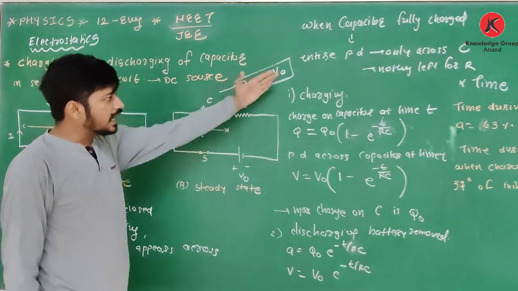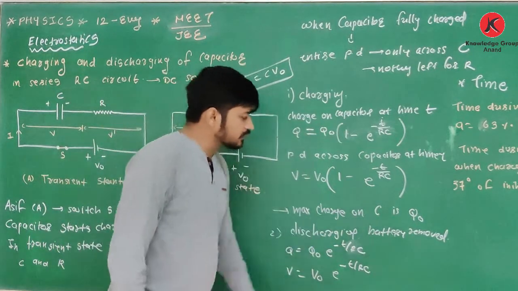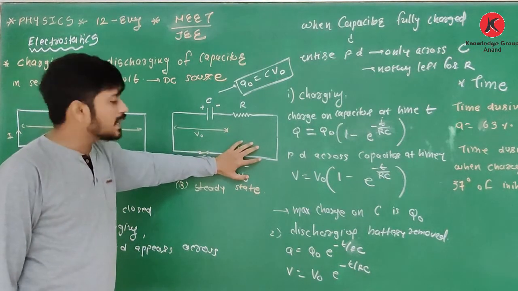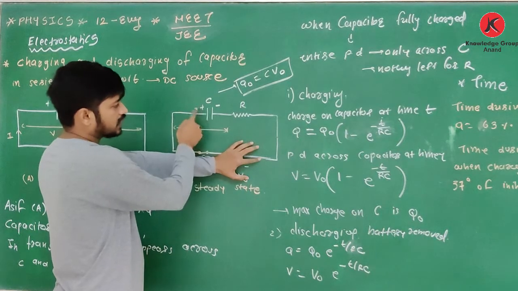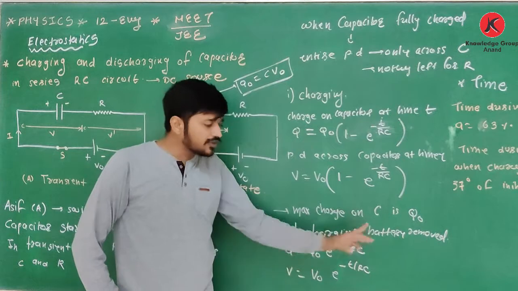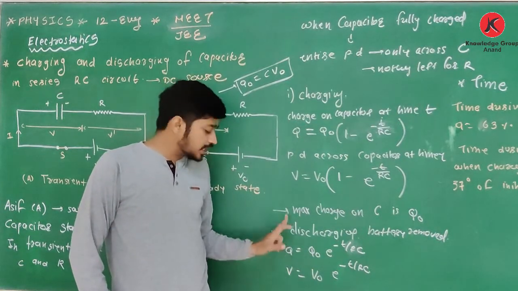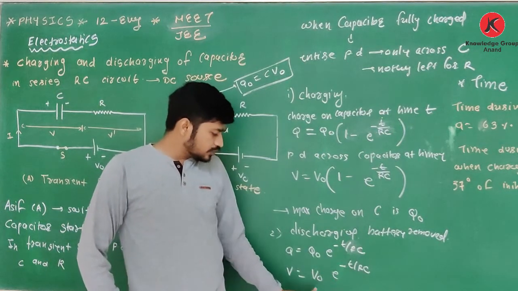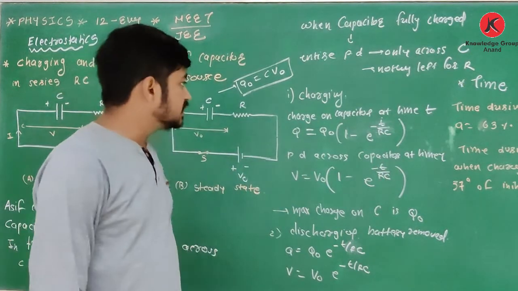Similarly, as we have two equations for charging, we also have two equations when the capacitor gets discharged. Discharged means this battery is removed. The capacitor is fully charged, so charge now flows through this resistance. So during the discharging process, when the battery is removed, the capacitor gets discharged. What is the equation of charge at time t? Q is equal to Q0 e raised to minus t upon RC. V is equal to V0 e raised to minus t upon RC. Simple? Yes, it is simple.